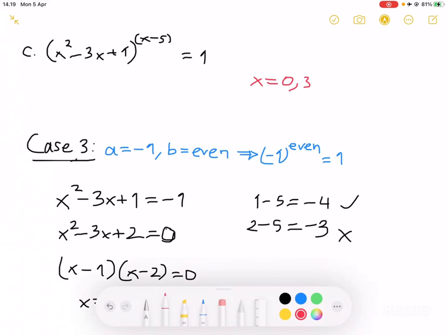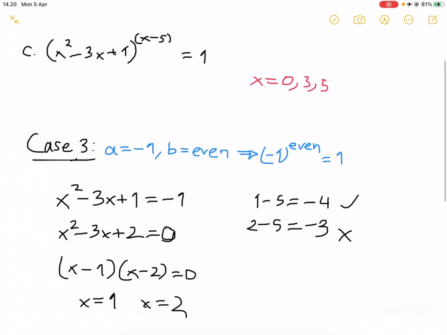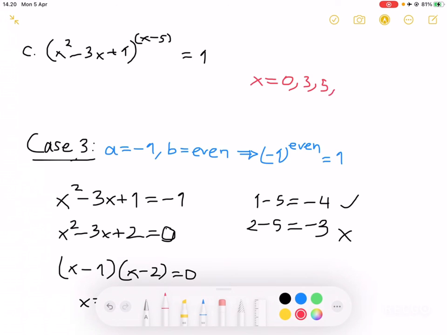I just forgot to write x equals 5 on the last board. So the only valid solution for this case will be x equals 1. So we have 4 solutions: x equals 0, 1, 3, or 5.